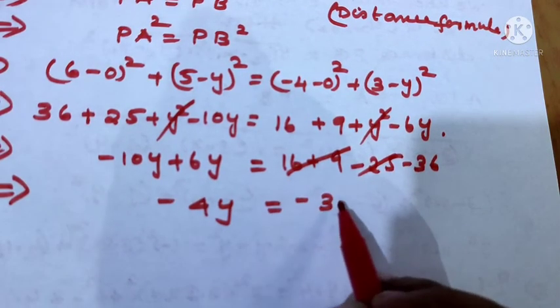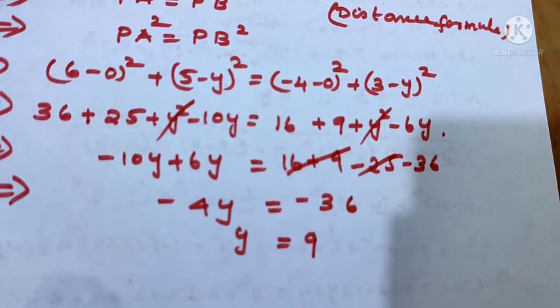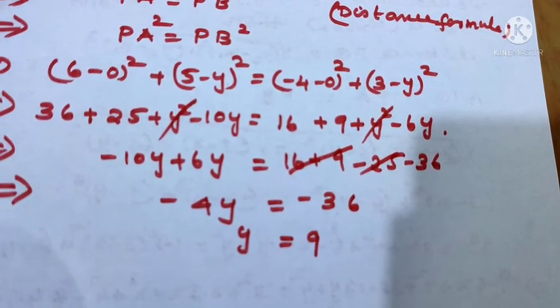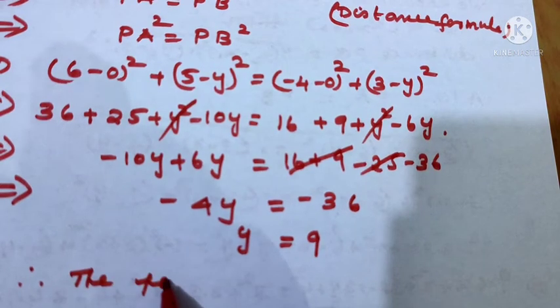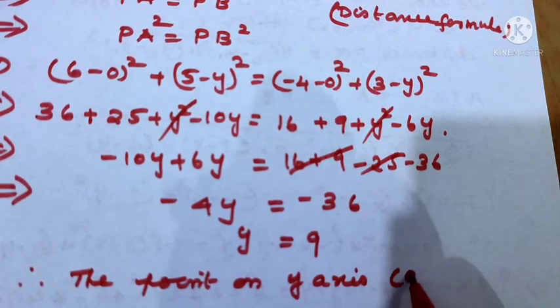Again minus 36. So what is y? Y equal to 9. Still the answer is not completed because the point is asked. So we will write therefore the required point, the point on the y-axis is 0, 9.